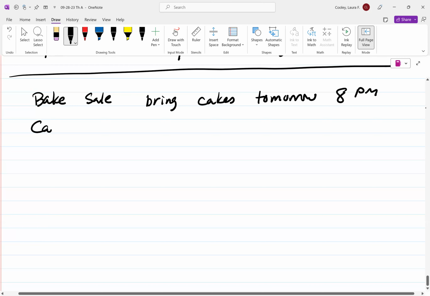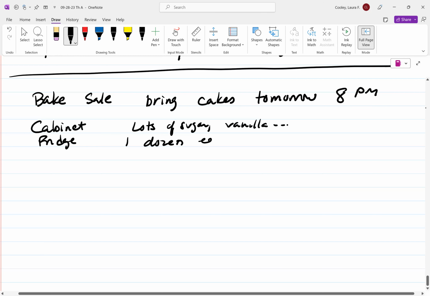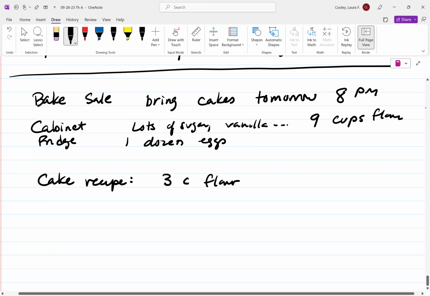So you look in the cabinet and in the fridge, and you look up your recipe. You see that you have lots of sugar, vanilla, all that stuff. And in the fridge, you have 1 dozen eggs. And you measured it out: you have 9 cups of flour. Let's say your favorite cake recipe calls for 3 cups of flour and 2 eggs. And everything else you have plenty of.